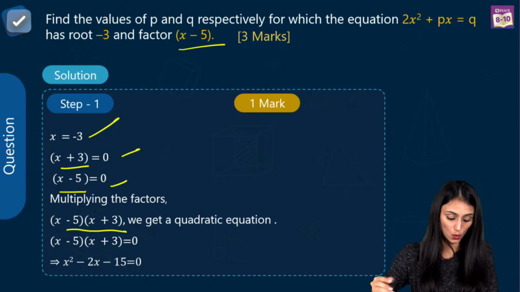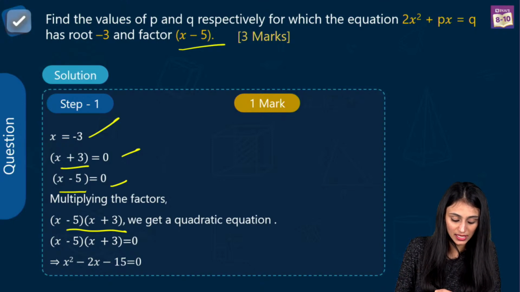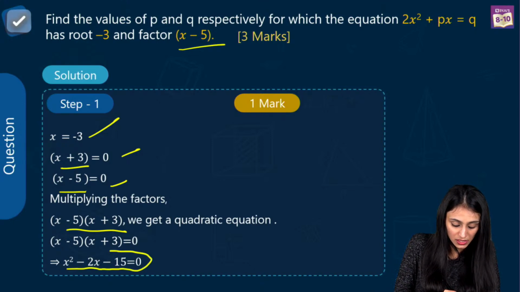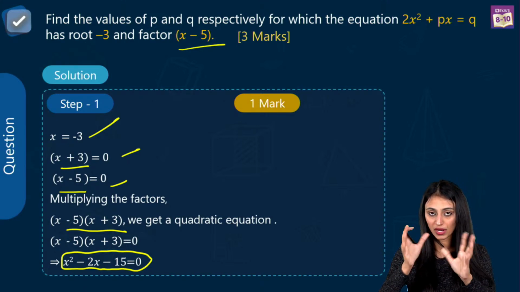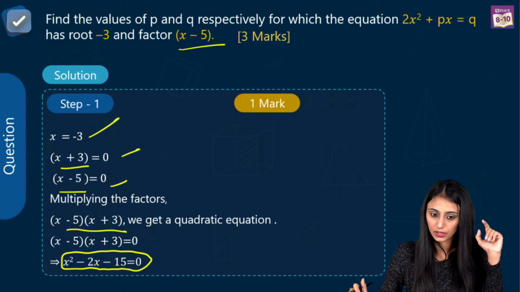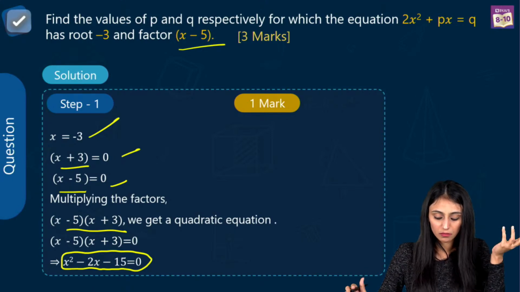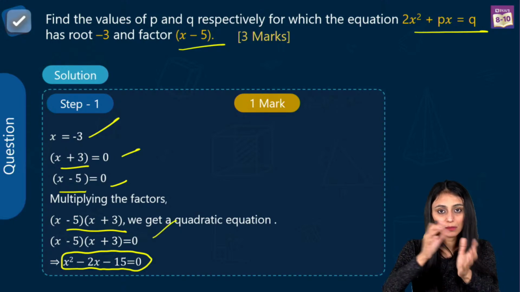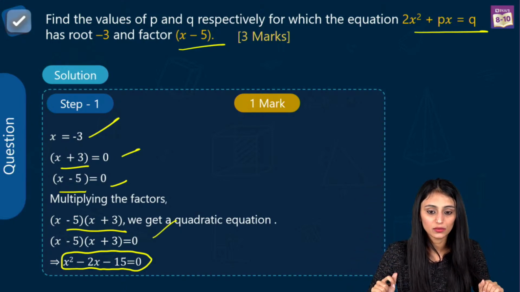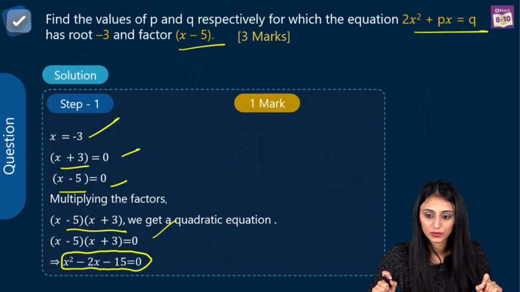So this will be x minus 5 times x plus 3. You get x square minus 2x minus 15 equals 0. When you multiply the factors, you get a quadratic equation. Is this clear to everyone? See, when we factorize a quadratic equation, we get factors. And when we multiply the factors, we go back to the quadratic equation. In word problems, we just need to frame the equation, not solve it.